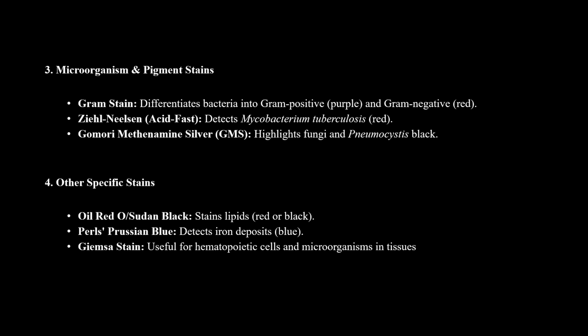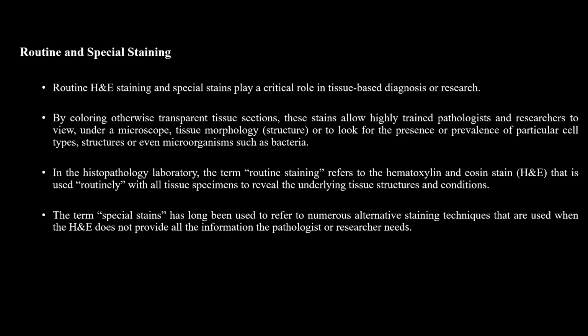Microorganism and pigment staining. Gram staining differentiates bacteria, gram positive purple, gram negative red. Acid fast stain. Grocott method silver highlights fungi. The staining of lipid, red or black, oil red stain. Detect iron deposit, blue, Prussian blue. Biotic and microscopic organism tissue. Chemistry stain. Protein pigment staining.